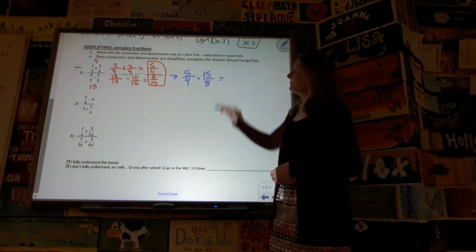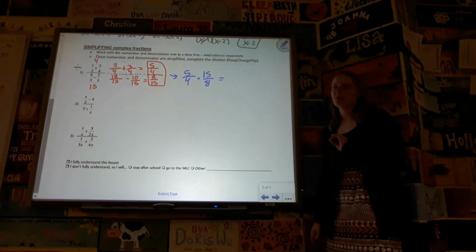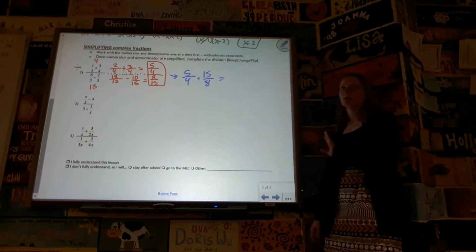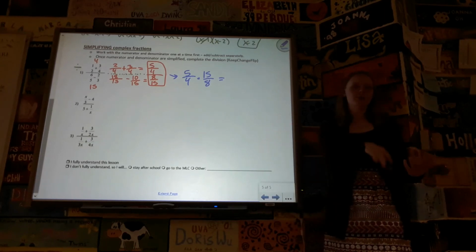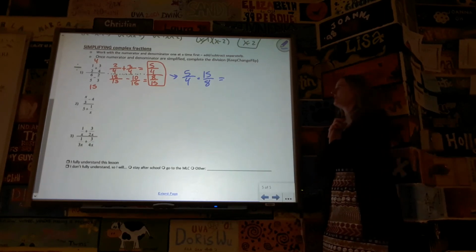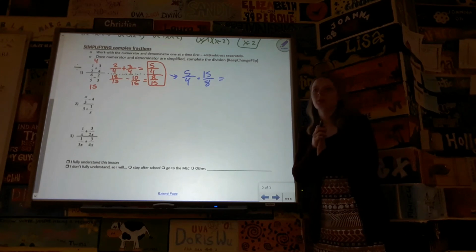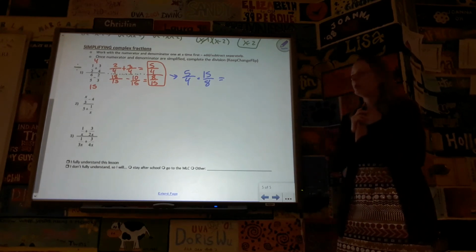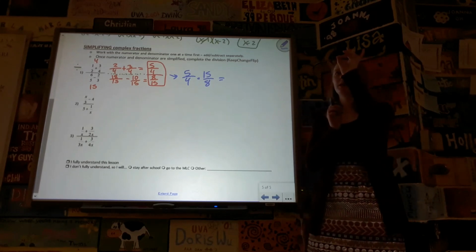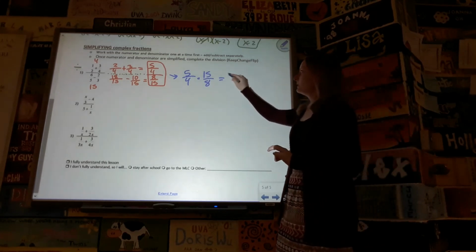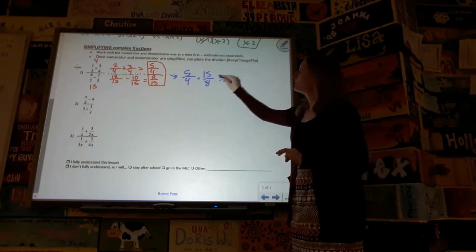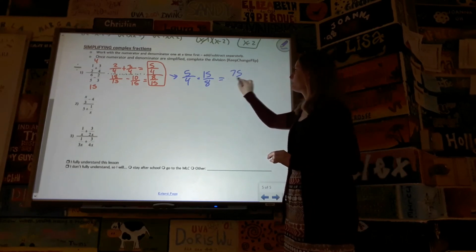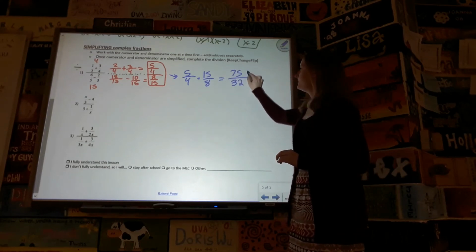And then if you guys remember, after keep, change, flip, you see if you can cancel anything, and if you can, you do, and then if you don't, or after you cancel, you multiply them together. Is there anything I can cancel? No? Okay, so if you can't cancel anything, you just multiply the tops, multiply the bottoms. So, 75 over 32.